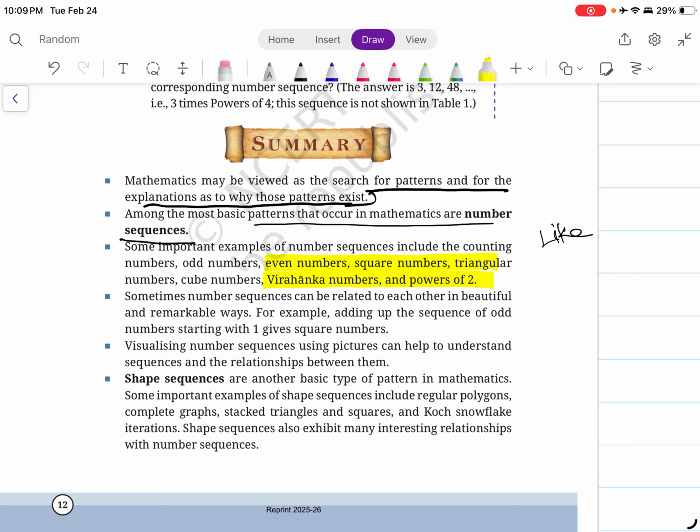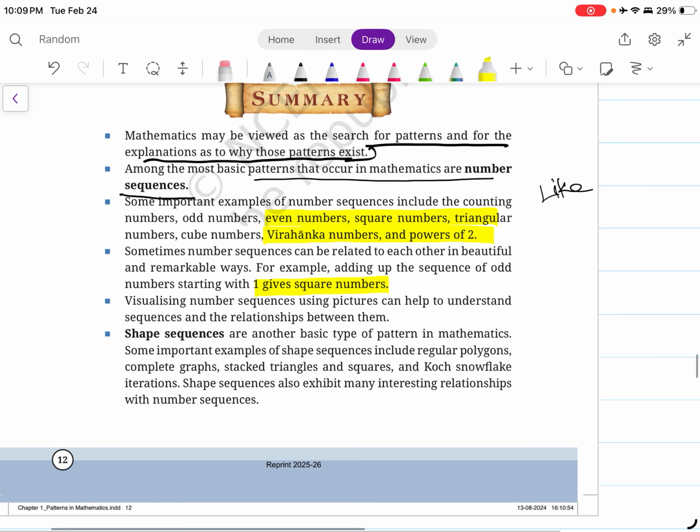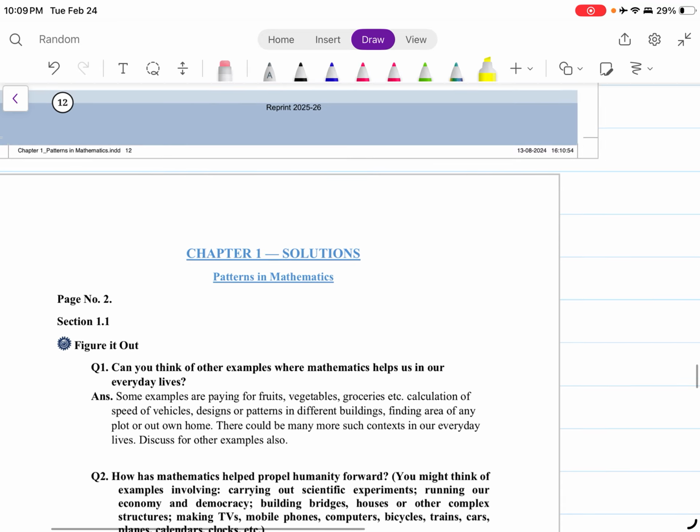For example, adding up a sequence of odd numbers starting with 1 gives square numbers. Visualizing number sequences with a picture can help to understand sequences and the relationships between them. Shape sequences are another type of basic pattern in mathematics. Some important examples of sequences include regular polygons, complete graphs, stacked triangles and squares, Koch snowflake, and rotating shapes. Shape sequences also exhibit many interesting relationships with number sequences.